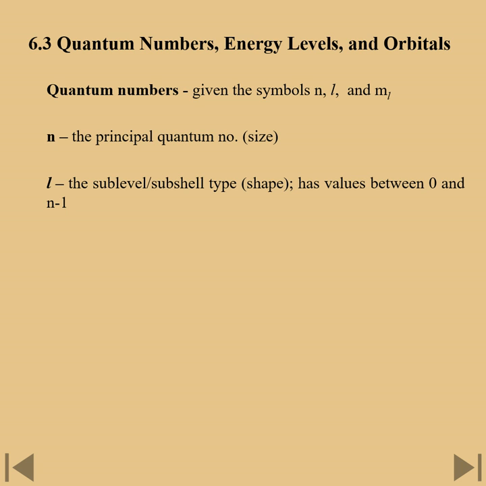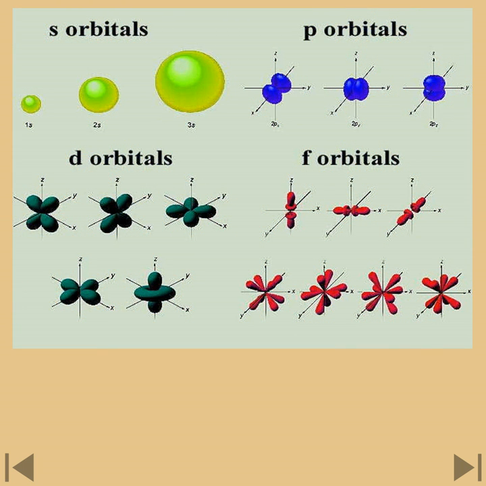So again, n is your principal shell. How far are you from the nucleus? So essentially this describes the size of your orbitals. Then L, the angular quantum number, describes the shape of your orbitals. Now we're told there's a relationship between L and n, where L goes from 0 up to n minus 1. We'll talk about that more later. Let's get back to talking about these shapes.